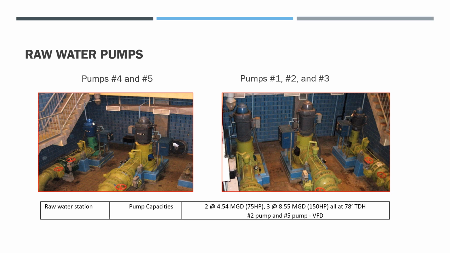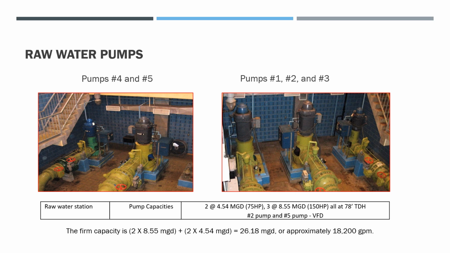You look at the raw water pumping station, there's some pictures of pumps number 4 and 5 on the left, and pumps number 1, 2, and 3 on the right. And they're listed at 2 at 4.54 MGD for the small pumps, and those are 75 horsepower pumps. And the 3 big pumps are 8.55 MGD at 150 horsepower, all at 78 feet total dynamic head. Of course, pumps number 2 and number 5 have variable frequency drives installed on them.